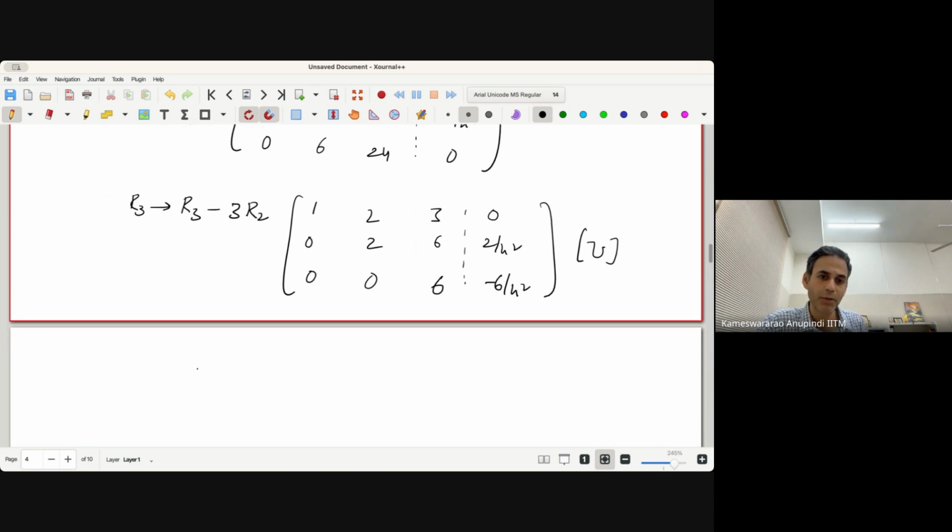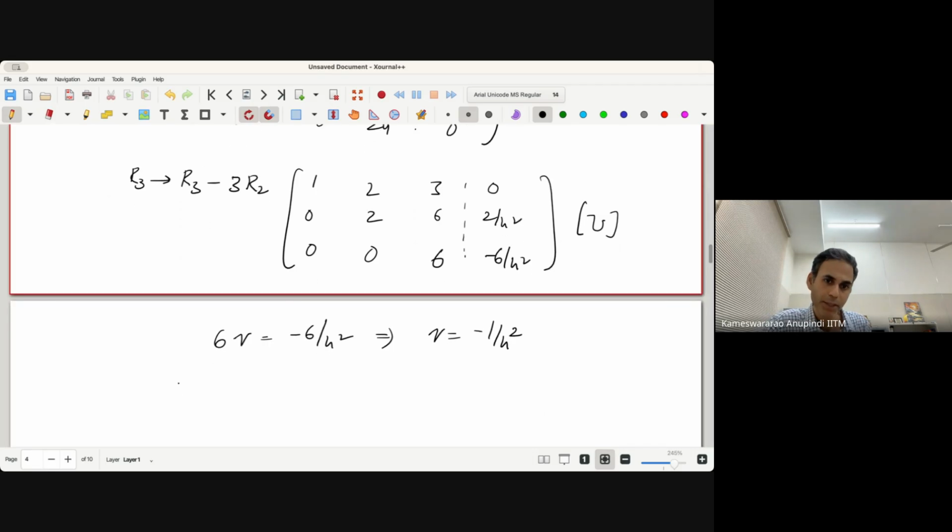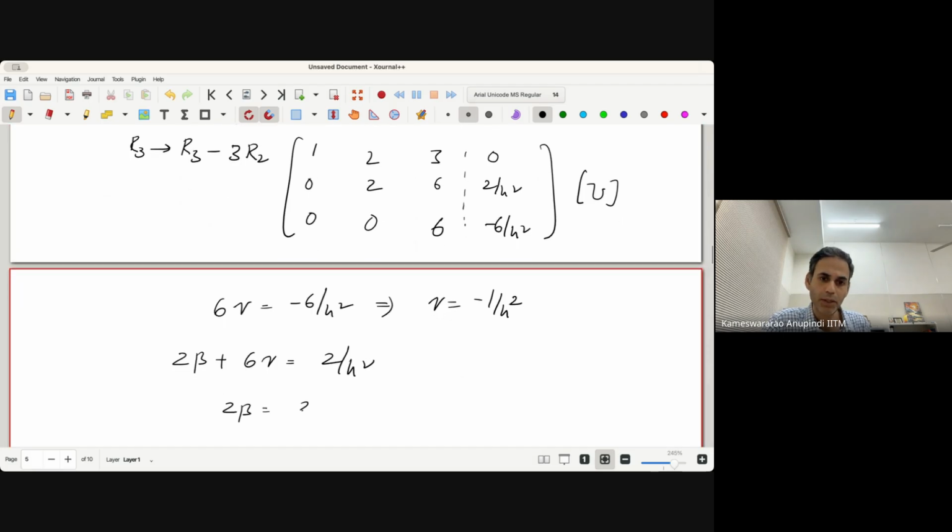I can solve for this. 6 times gamma equals minus 6 by h square, so gamma equals minus 1 by h square. That's what I got. Then from the second equation, we have 2 times beta plus 6 times gamma equals 2 by h square. That means 2 beta equals 2 by h square minus 6 gamma, which is plus 6 by h square. This is 8 by h square, so beta equals 4 by h square.